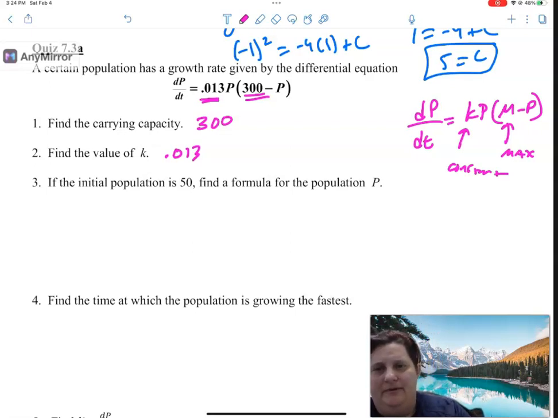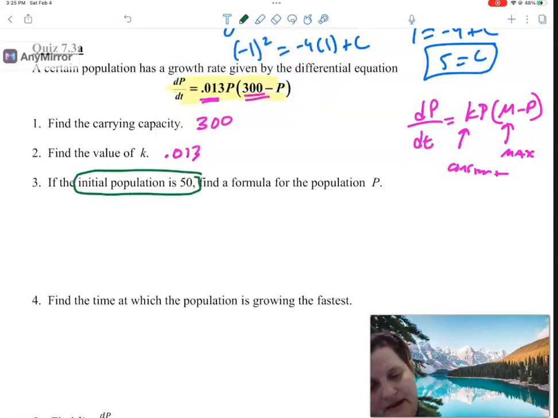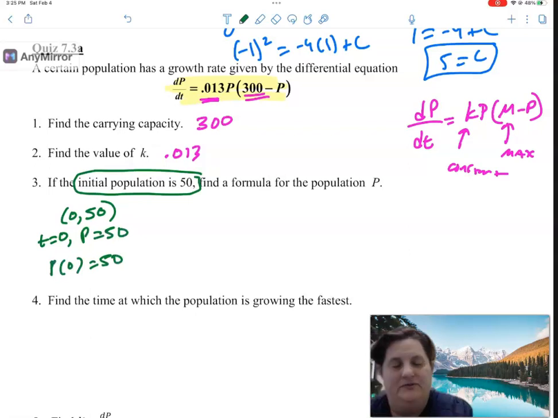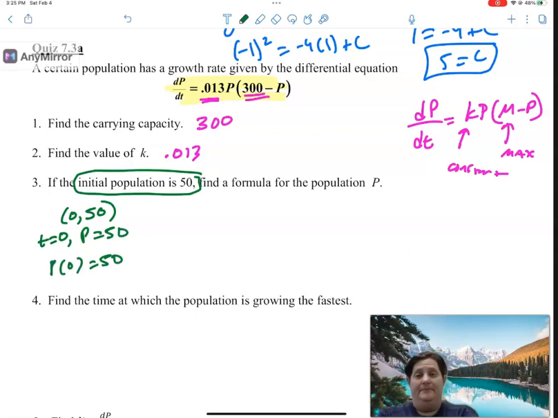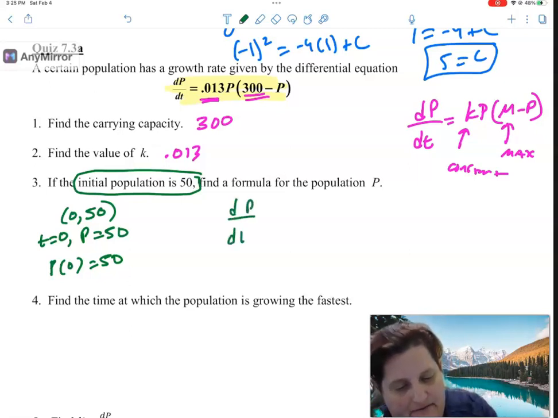If the initial population is 50, find a formula for P. So, you guys, this is my separating the variable step. Now, what this right here means is at time 0, there are 50 people. Time 0, population 50, P of 0 is 50. Those are three different representations of me writing the exact same thing. Okay, 0, 50, t equals 0, P equals 50, or P of 0 equals 50. This is the exact same thing. Just write it whichever way you want. All right, and now I'm going to separate variables.